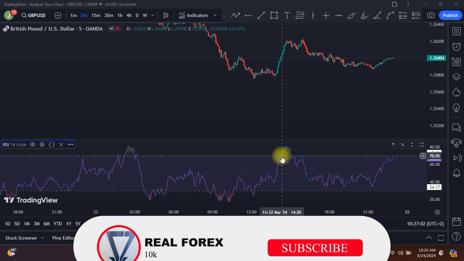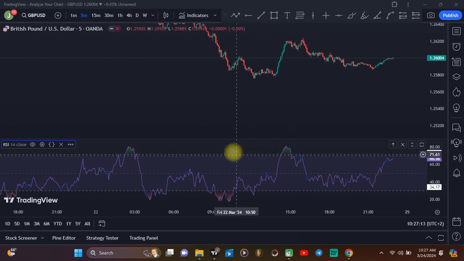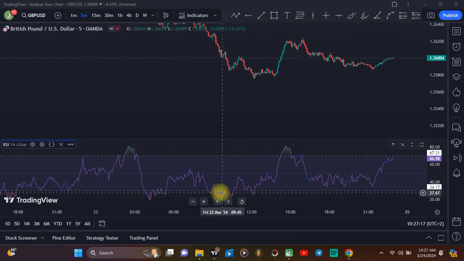Okay, now let's look at how this RSI indicator works. Now when this RSI indicator is above the 70% line, it shows that the market is in an overbought state, and when it's below this 30% line, it shows that the market is in an oversold state.